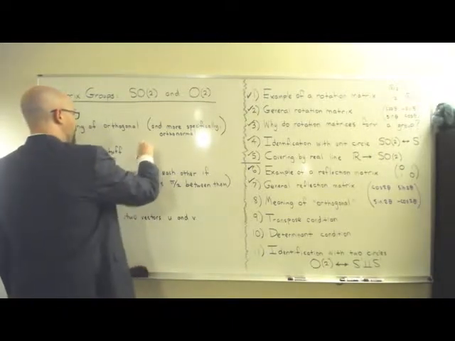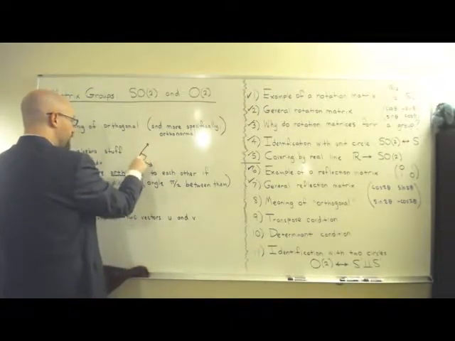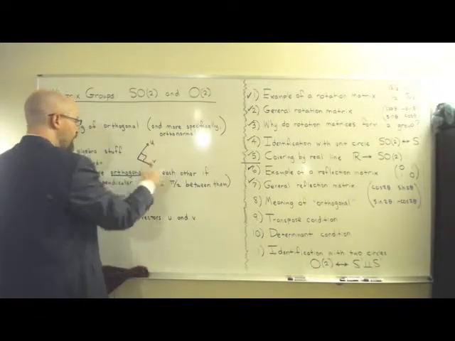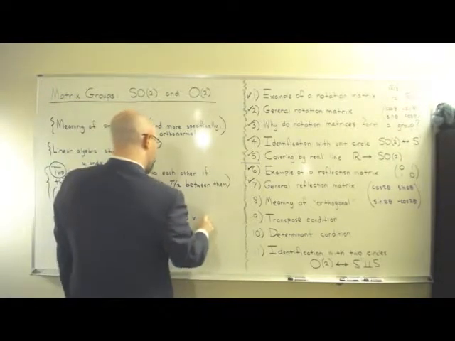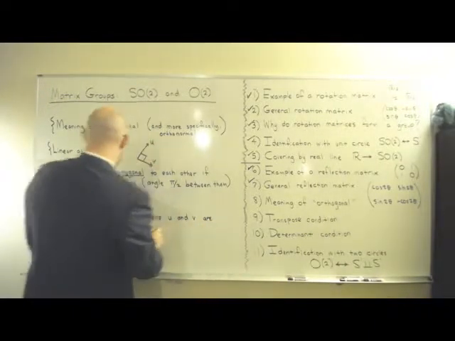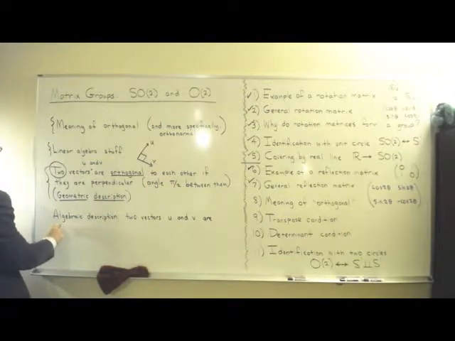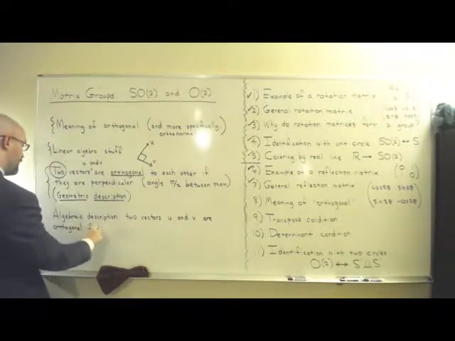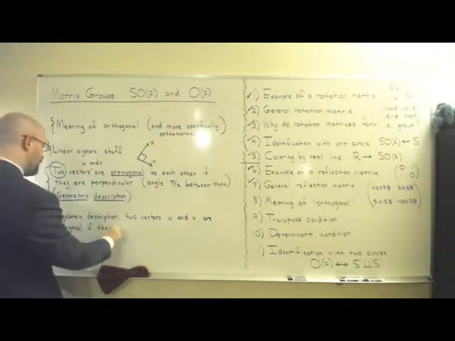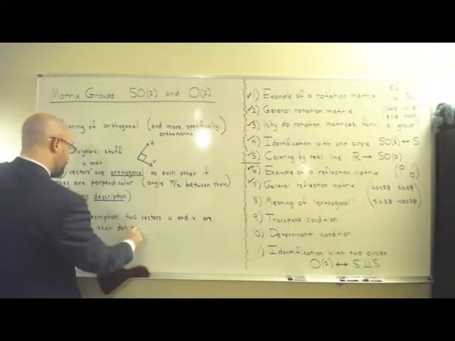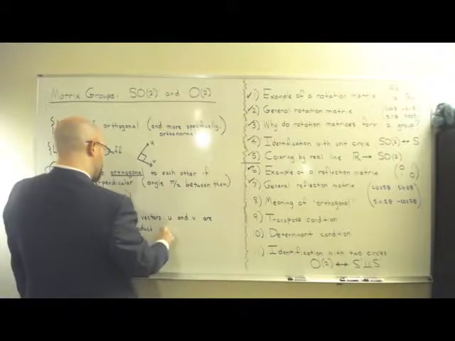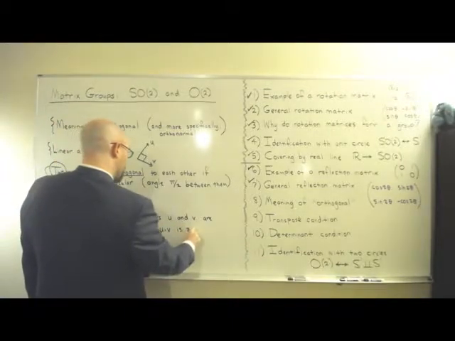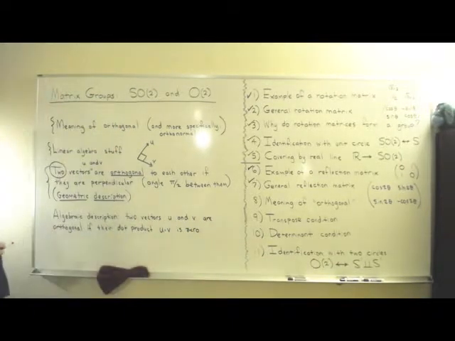And then, of course, when I drew my pictures, I could have named these, right? So that's a right angle. This could be u, this could be v. I didn't do that before. But here, 2 vectors, u and v, are orthogonal if their dot product, and so this would be written u dot v, is 0.